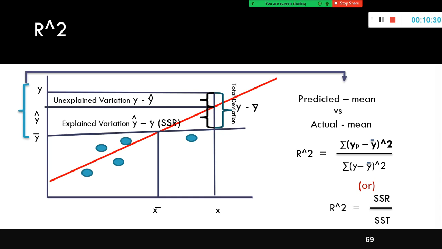The distance between the actual housing price and the mean value of the housing price is called your total deviation, which feeds the total sum of squares. If you take the difference between these two, that is your error. But if you take the difference between y hat and y bar, y hat minus y bar, that is called the sum of squared regression. This is my total sum of squares. This is your sum of squared error.